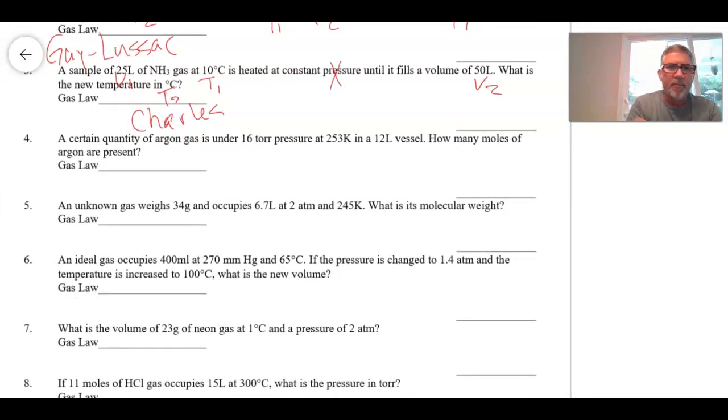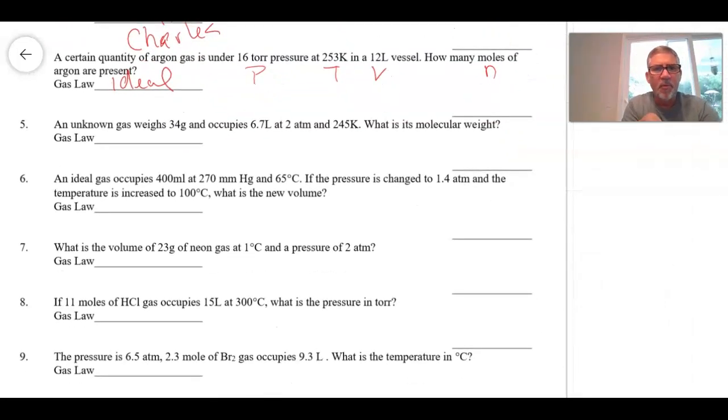Number 4, I have P, I have T, I have V. It's asking me for N. There's only one set of conditions, right? So the one set of conditions has to be ideal. Right, so number 5, I wouldn't worry about number 5.